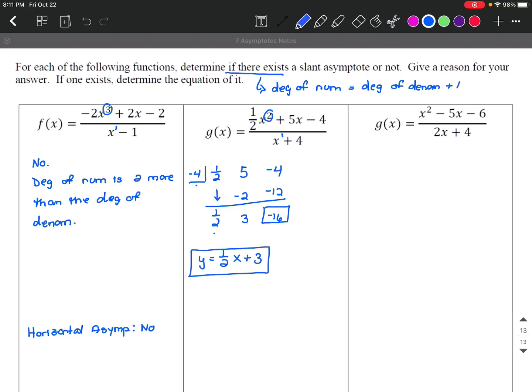This is my slant asymptote, because remember, I'm not looking for the answer to division. I'm looking for the equation of my slant asymptote. And we ignore the remainder.